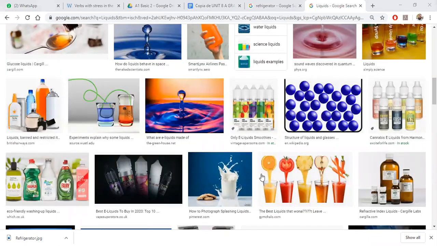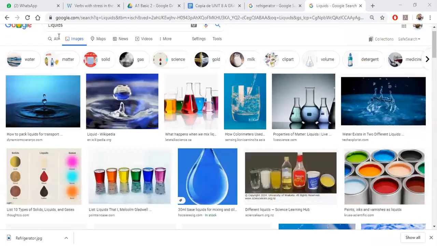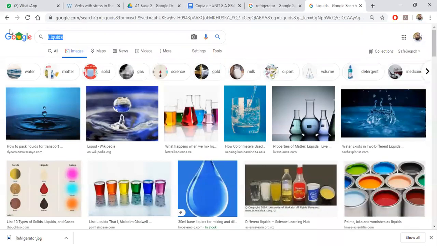The same with the juice. You cannot count juice. Juice doesn't have plural. Now you can count the glasses. You can say 5 glasses of juice, but you cannot say 5 juices. That is impossible, okay? So we count the containers, not the liquid.